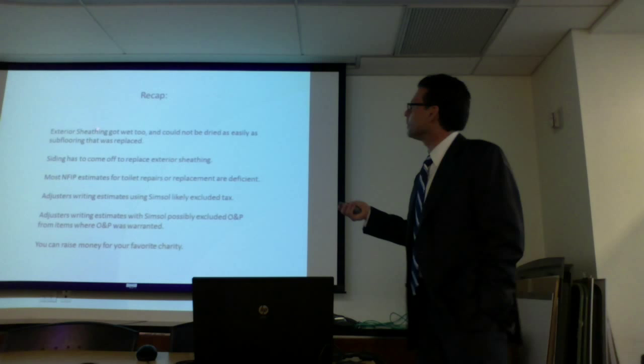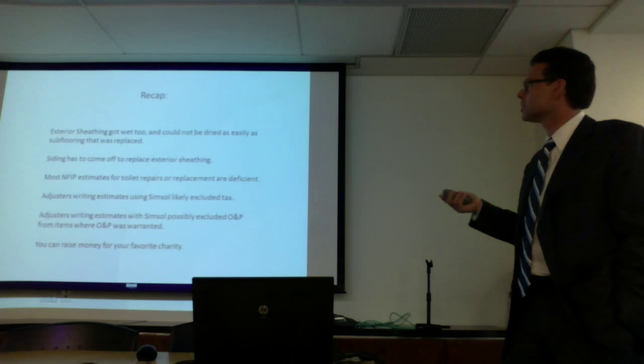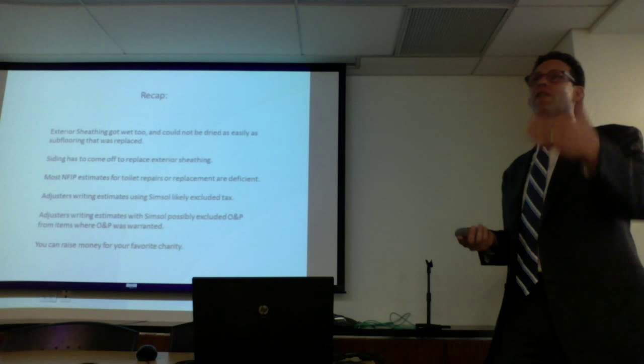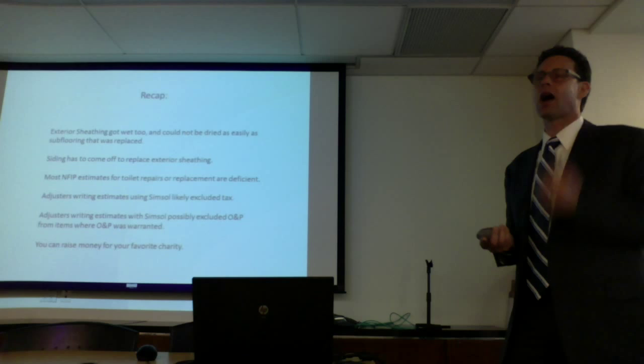So, recap: exterior sheathing got wet too. It could not be dried as easily as subflooring that was replaced. Siding has to come off to replace the exterior sheathing. If it's a brick wall, it's going to cost a lot of money to take the brick wall down, but the only way to get to the sheathing is to take the brick wall down. It's an appropriate line item. NFIP, Write Your Owns, FEMA, CAT adjusters have all paid to take down brick walls to get to the exterior sheathing. I know that for a fact because I've collected it.